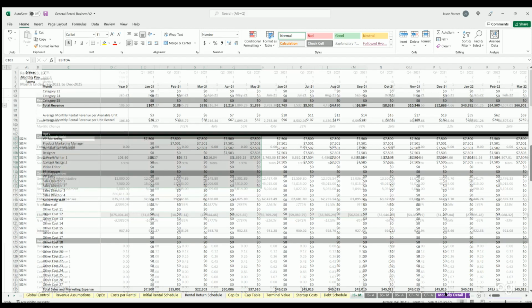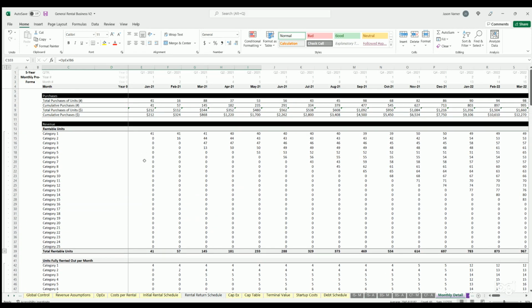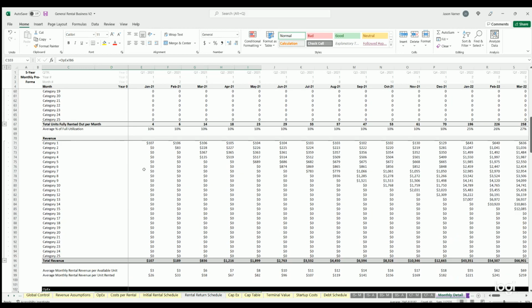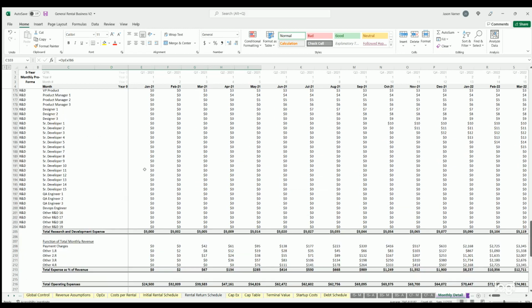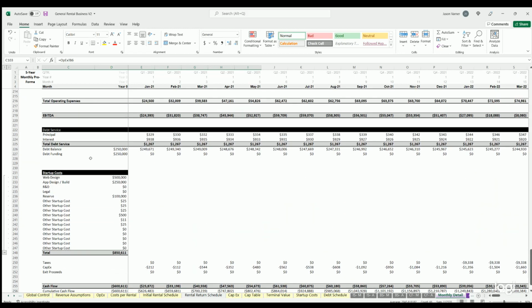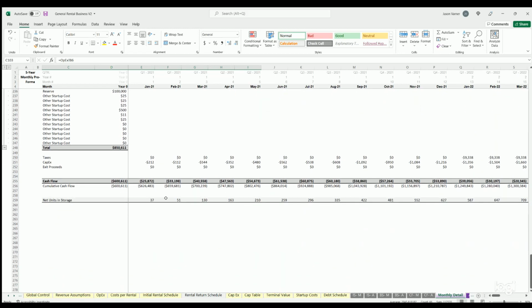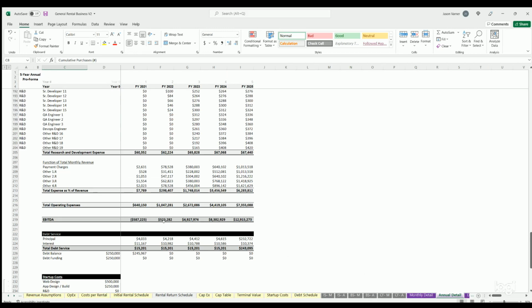So we've got that. Monthly detail gives you essentially how everything is being driven off the assumptions in detail, all the way down to EBITDA and actual cash flow. We've also got net units in storage here, which is just taking the total units being rented out versus what's not. And it's just a utilization factor, so you can see how many units you're going to have just sitting around over time. Annual detail does the same thing, but on an annual basis.